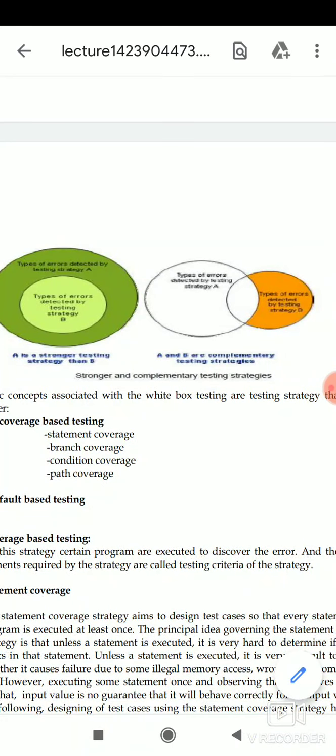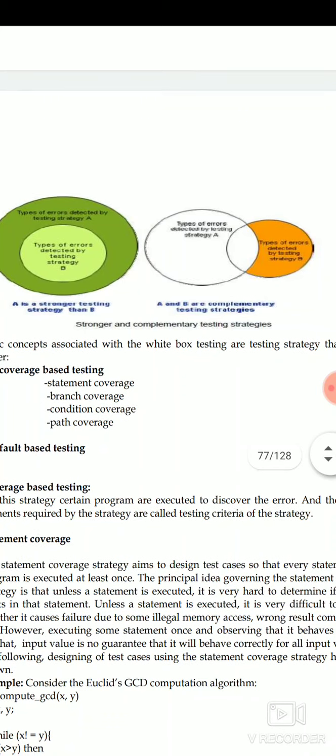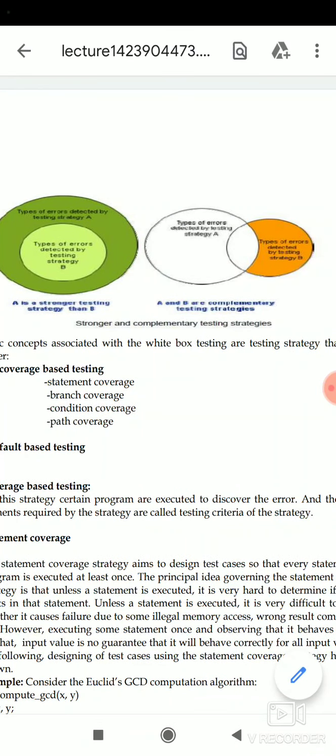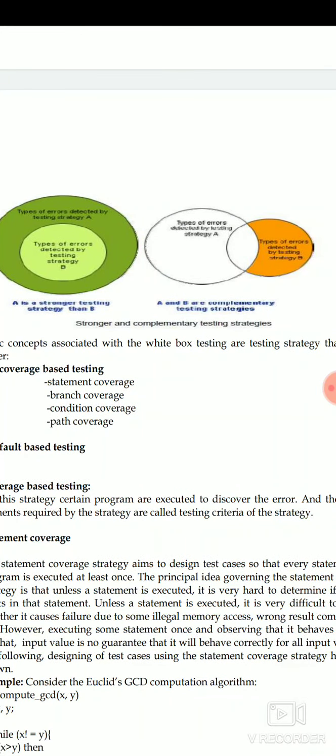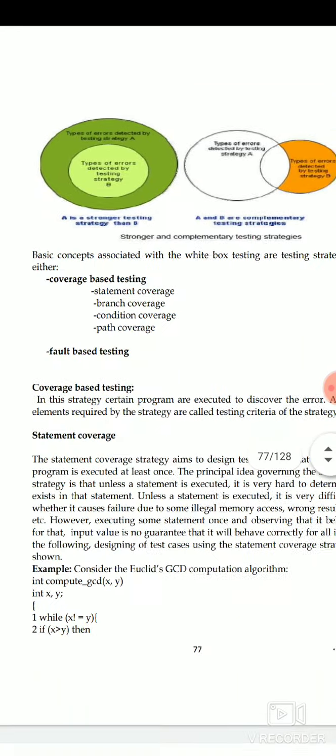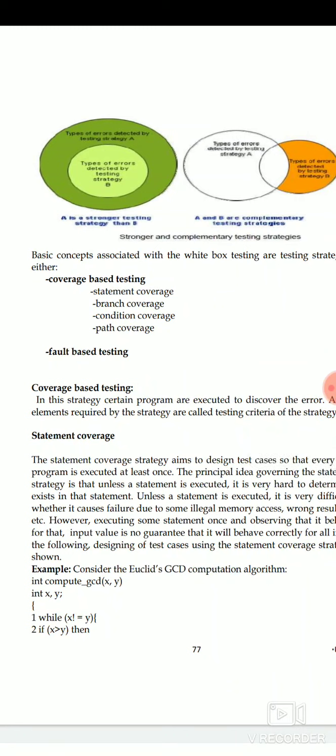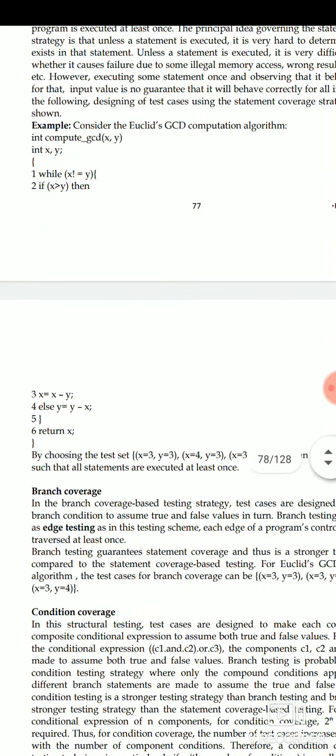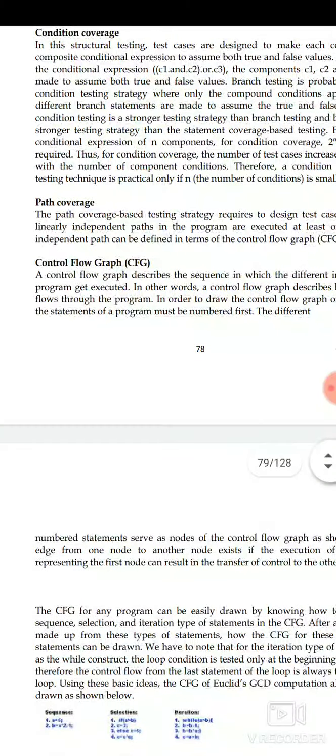Here, testing strategy A is stronger than B because A is able to detect more errors than B. Similarly, A and B are called complementary testing strategies. Why is this so? Because the types of errors detected by A and B with respect to some type of error are different. So these are called complementary testing. There are many types of white box testing. We have statement coverage, branch coverage, condition coverage, and path coverage. We'll be taking up these by means of examples in the coming lectures.